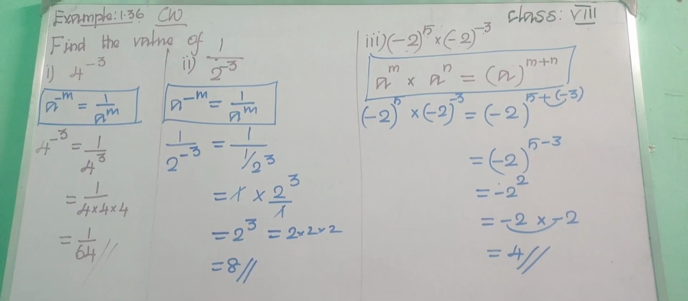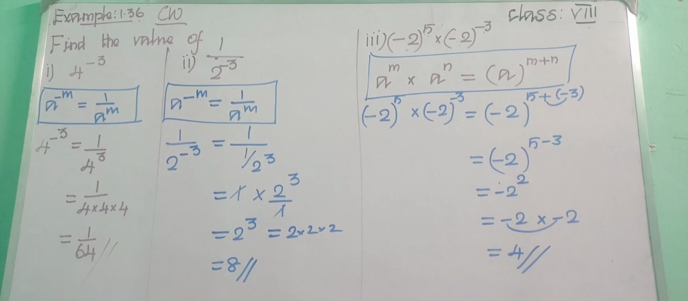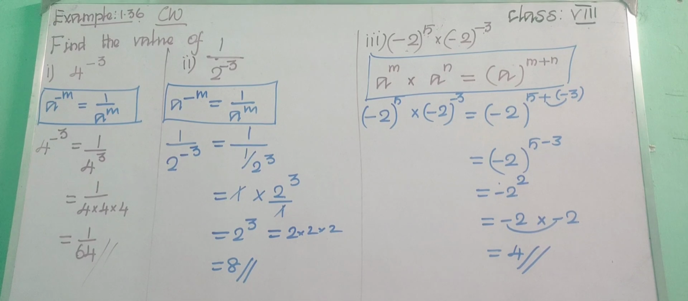Okay, write the rule. First see the question and write the rule. Which rule you are going to use, you should write the rule and then do the sum. Okay, children. Okay, let us see the next one.